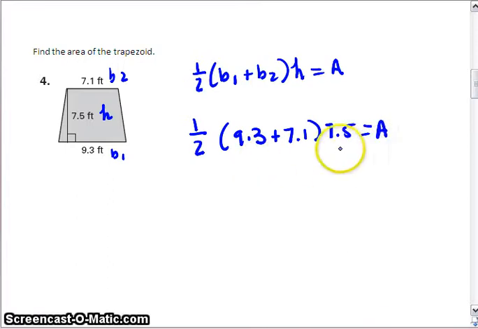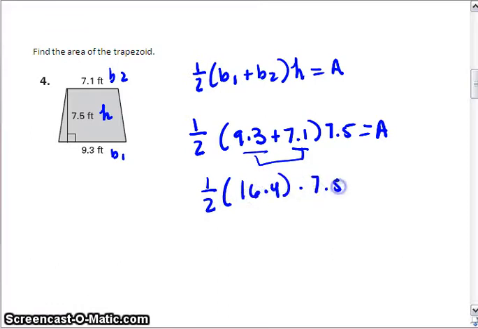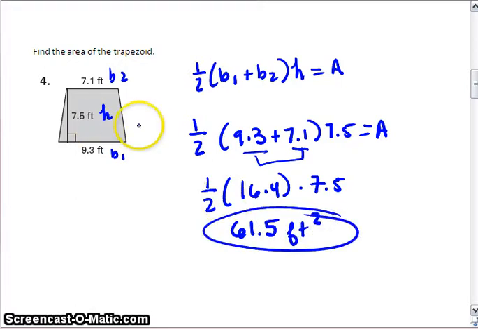Well, order of operations tells us that we have to do this addition first. So 1/2 times 16.4 times 7.5. If we multiply these out, we'll get 61.5 feet. And again, it's squared because we're talking about feet squared.